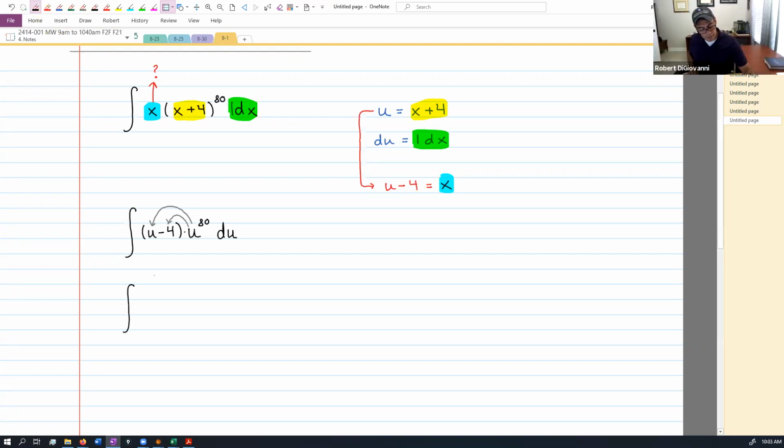What would happen if I did that? u to the 80th times u would be u to the 81st power. And then the next term would be minus 4 u to the 80th power du. That's just algebra, isn't it? And now, because we have subtraction between these two, we can do them individually. And each one of these individually, we can use the power rule on, can't we? The power rule. So Jimmy, what would the antiderivative of, where's Jimmy? Is Jimmy here? I see Jimmy.